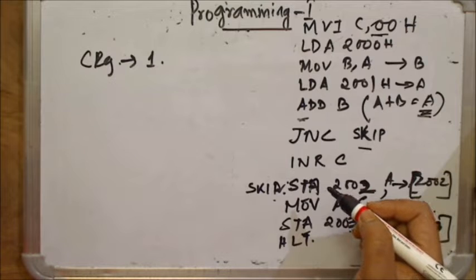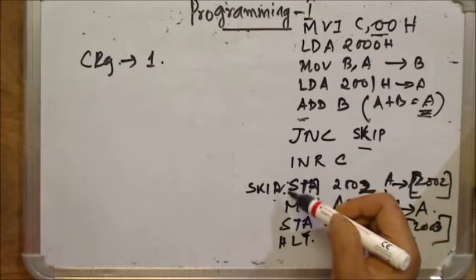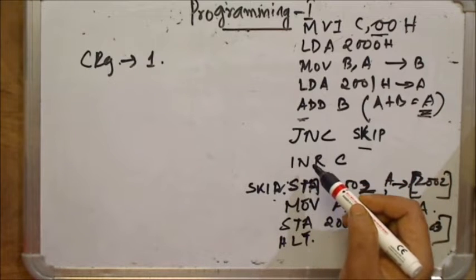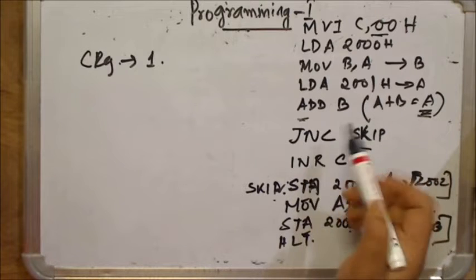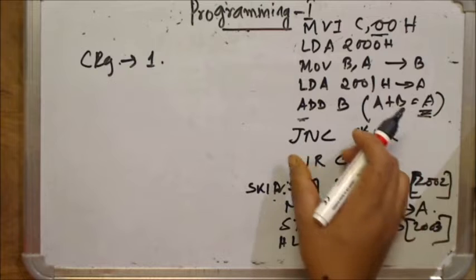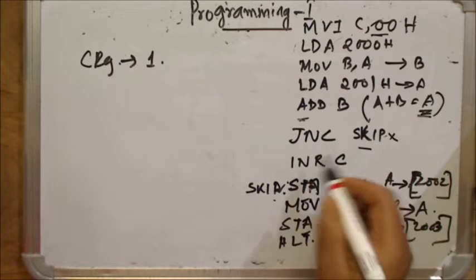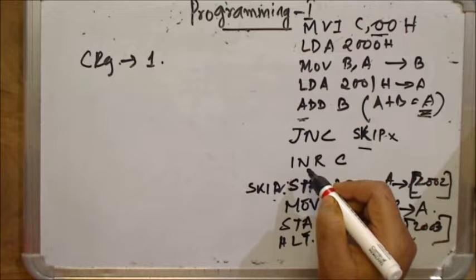If there is a carry, it will not jump, because I have said jump is no carry. If there is no carry, it will jump. But if there is a carry, this instruction will become invalid. This instruction will jump only if there is no carry. But if there is a carry, what will happen?